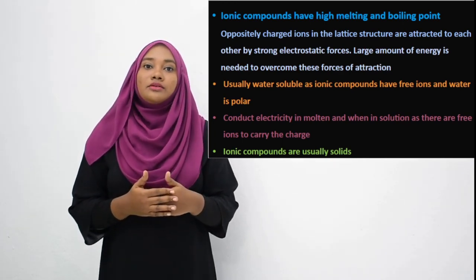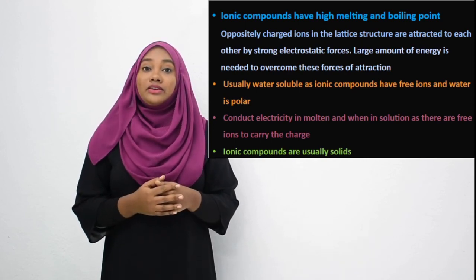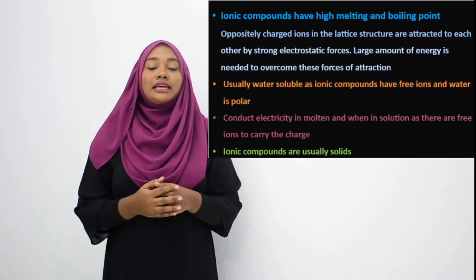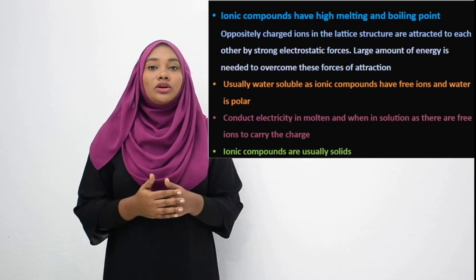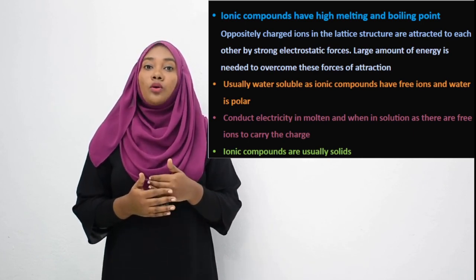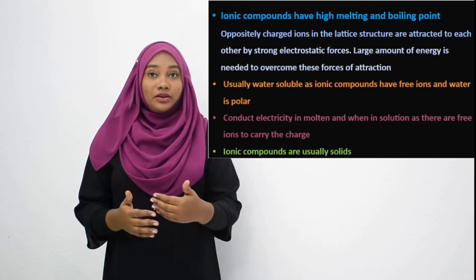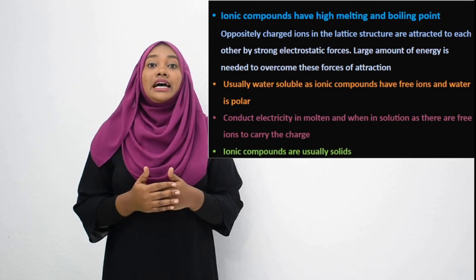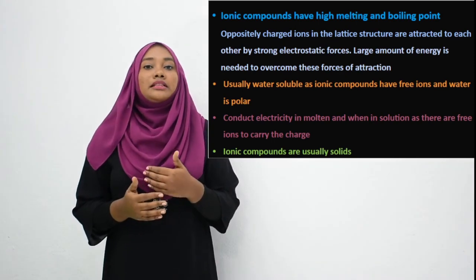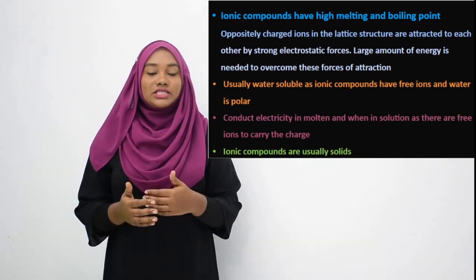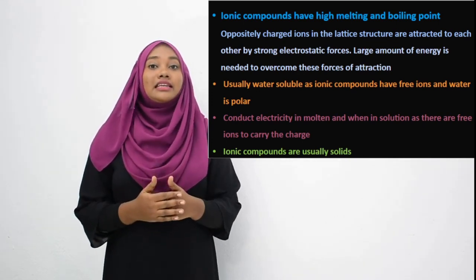Next, ionic compounds are usually solids at room temperature because ionic compounds have a high melting and boiling point. Ionic compounds are usually soluble in water because water is polar, as well as the ionic compounds have free ions. And ionic compounds conduct electricity in molten state as well as in aqueous solution or when dissolved in water, because the ions are free to move and the ions can carry the charge.